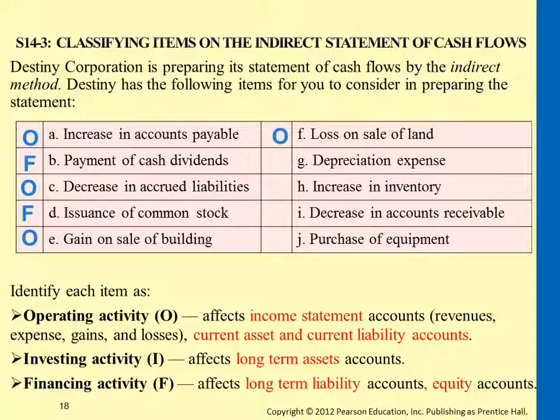Gains and losses you will see in a multi-step income statement in the very last section, the other revenue and other expenses. So anything that you see on the income statement is still part of operating activities. Okay, depreciation expense. Operating, because it's part of the income statement.